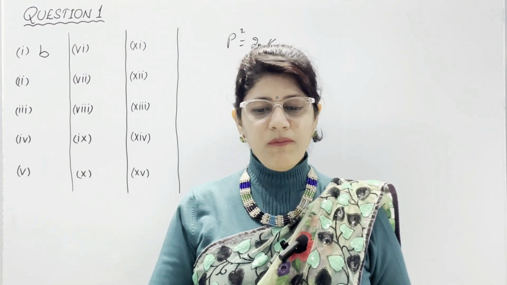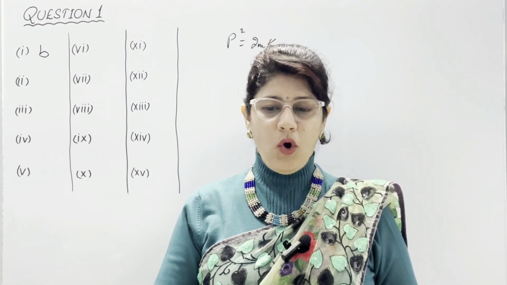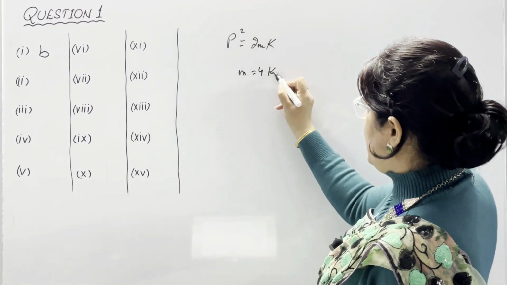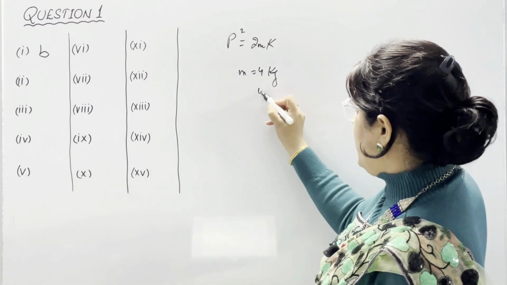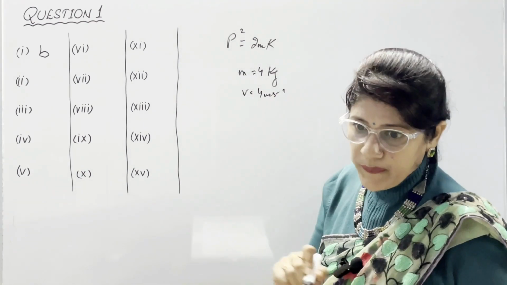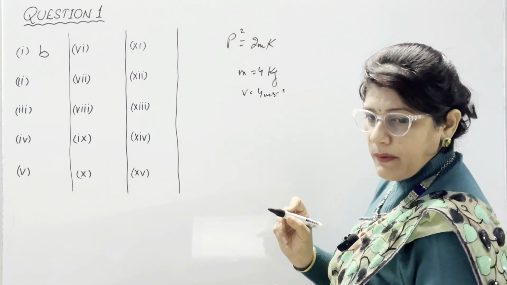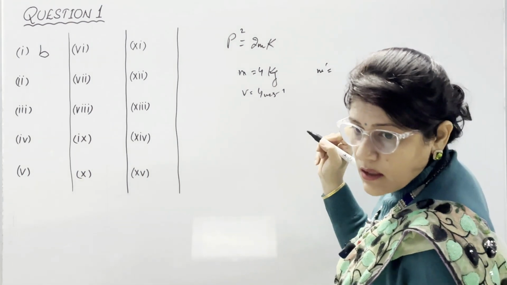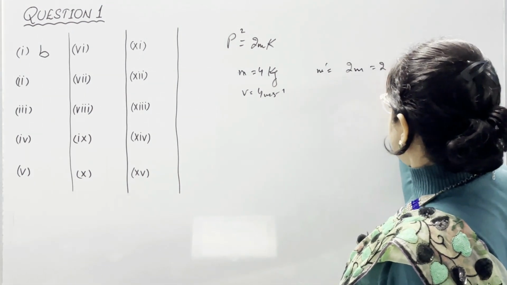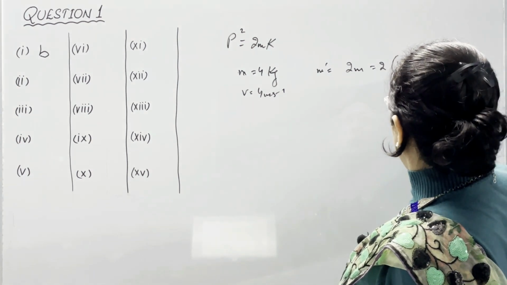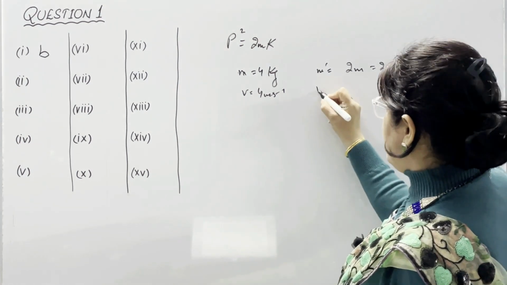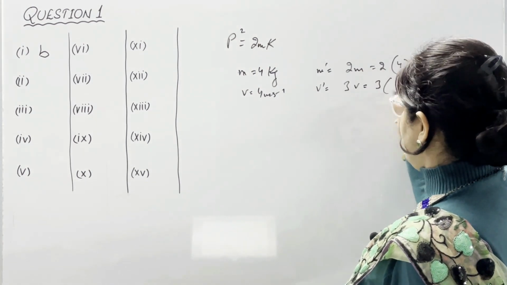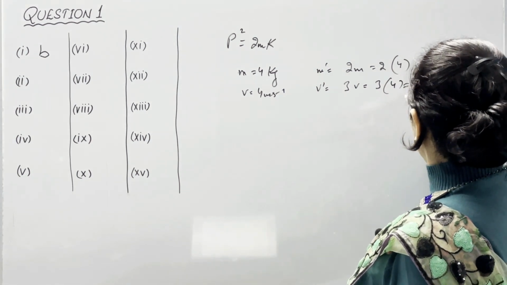In third, a body of mass 4 kg is moving with a velocity of 4 meter per second. If the mass is doubled and velocity is tripled, then the ratio of initial and final kinetic energy, m dash, mass is doubled, it means 2m, or you can say 2 times 4 means 8 kg. And then v dash, velocity is tripled. Tripled means 3v, it means 3 times 4 is 12 meter per second.